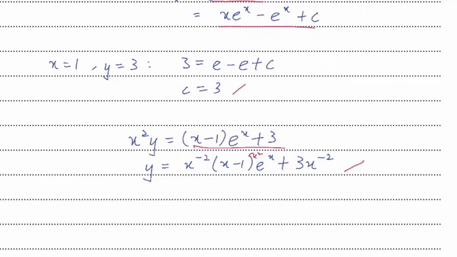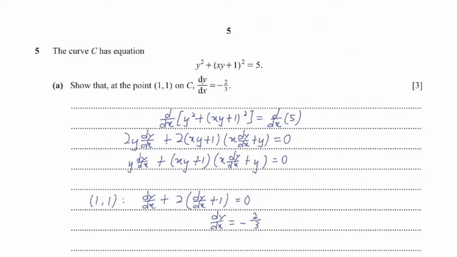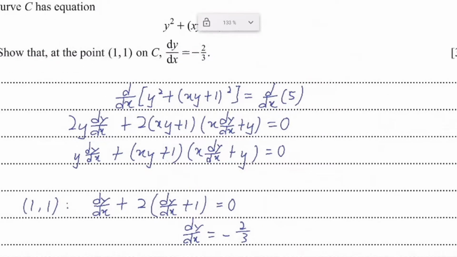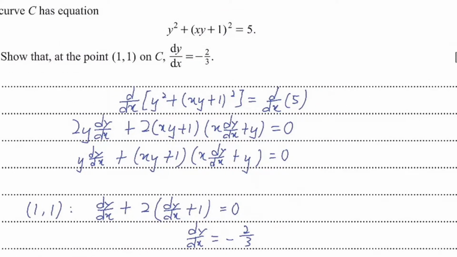So in the next question, this is a differentiation question. We have got the equation given by y squared plus xy plus 1 squared is equal to 5. So show that at the point 1, 1, the dy dx is negative 2 over 3. Basically, this is not something very complicated for us to do. We just need to be careful about the bracket here. The first one is not really an issue. When we differentiate y squared, we get 2y, and then we multiply by dy dx.